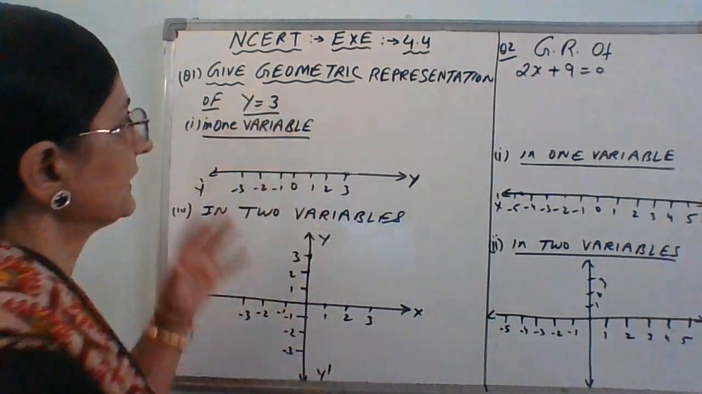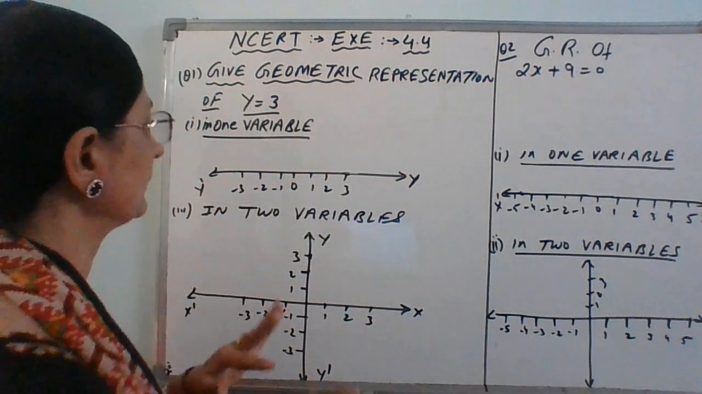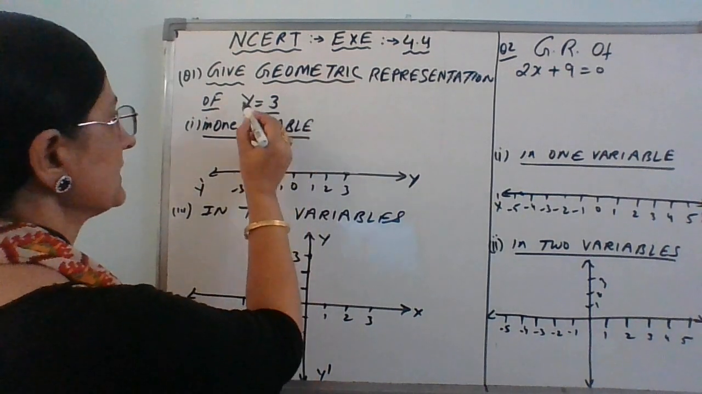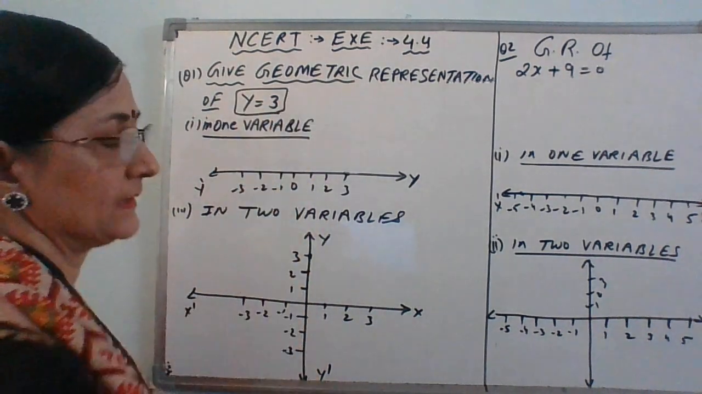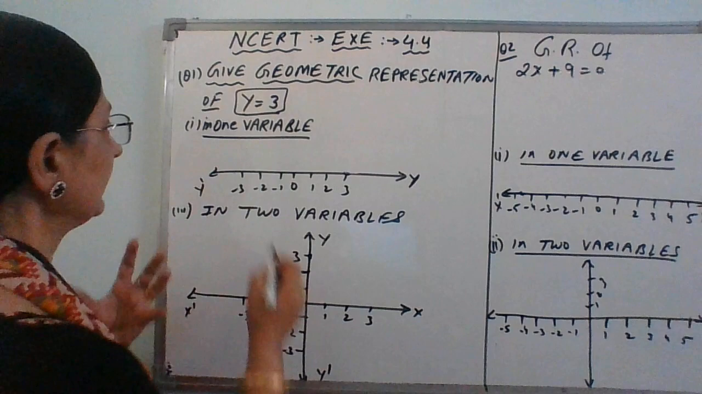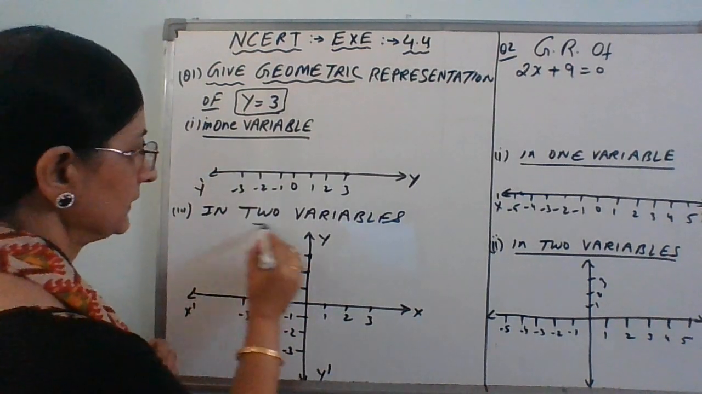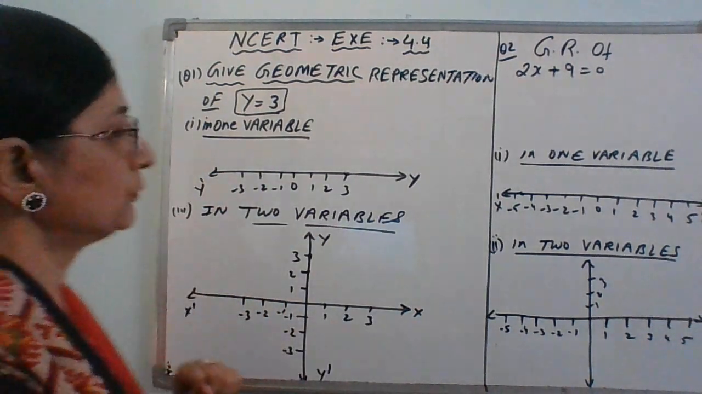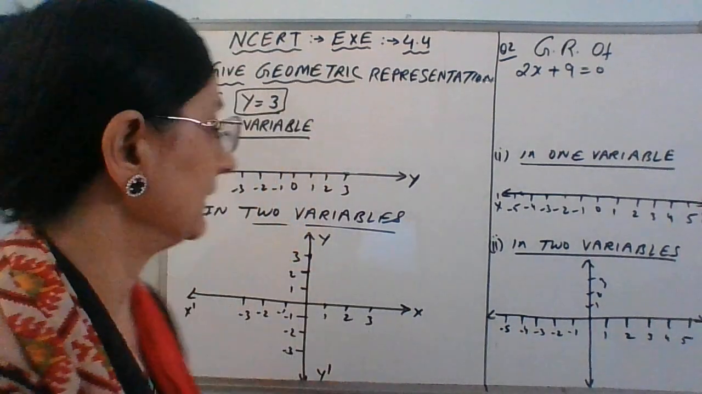First question, give geometric representation. You have to give the geometric representation of y is equal to 3, the equation of a line, in one variable as well as in two variables. Now how to plot this y is equal to 3 in one variable?